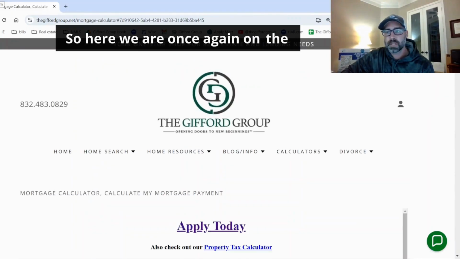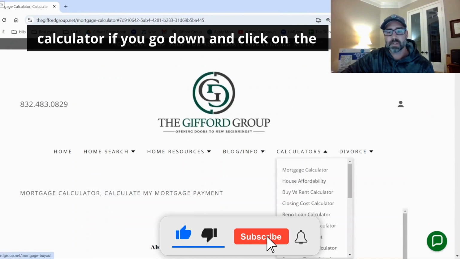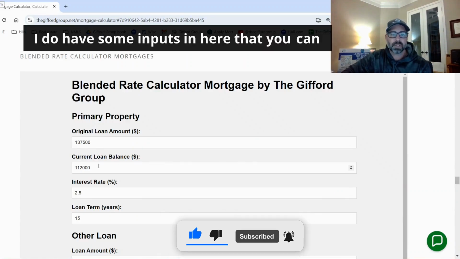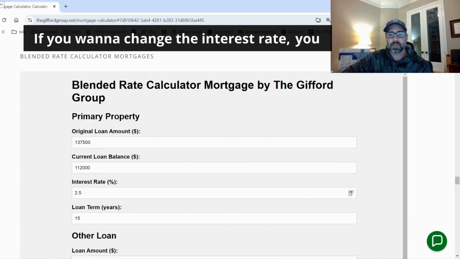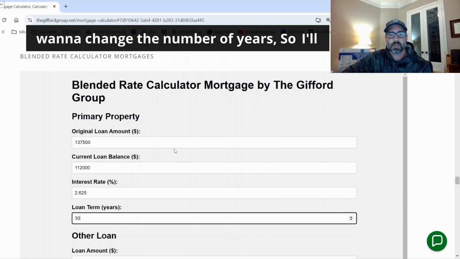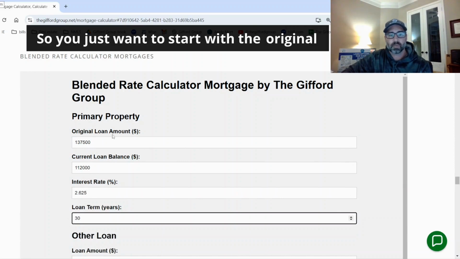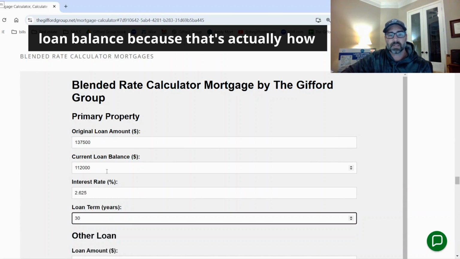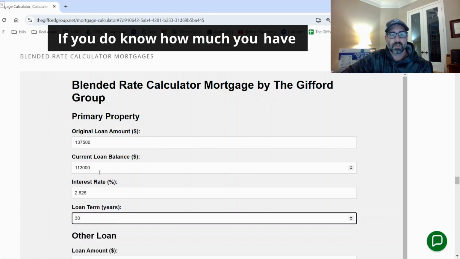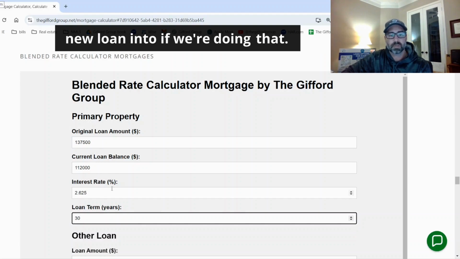So here we are once again on giffordgroup.net, and if you want to find this calculator, go down and click on the blended rate calculator. So there we go. I do have some inputs in here that you can change however you want, if you want to change the interest rate or the number of years. I'll quickly run through the inputs and then hopefully it'll be pretty clear. You just want to start with the original loan balance, because that's what the mortgage payment is going to be based off. If you know how much you have as a remaining balance, that's important to know how much we're rolling the new loan into, if we're doing that.